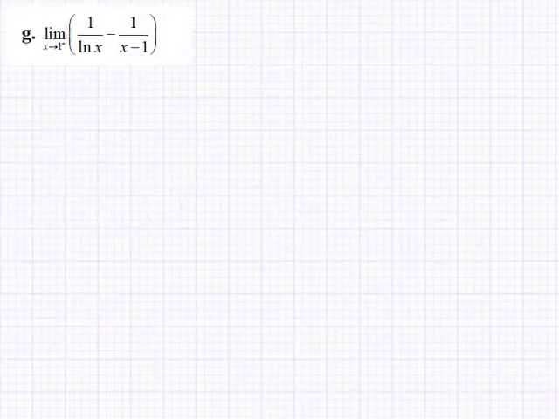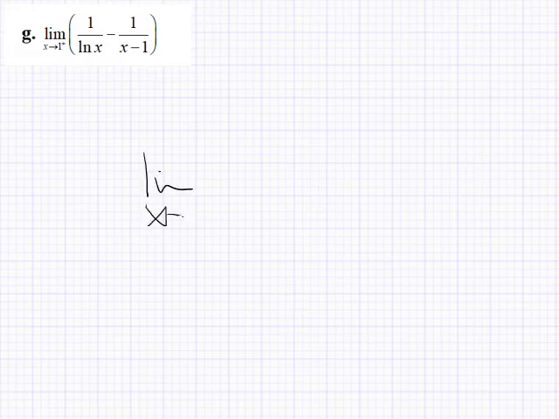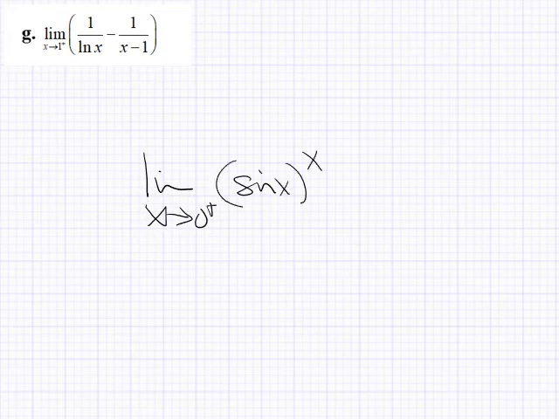Okay, one thing I want to point out, and this is for the last example, is when we look at that limit as x approaches 0 from the right of sine x to the x, I should have looked at what was happening with this function right away. I didn't do that. I just went straight into doing logarithms.